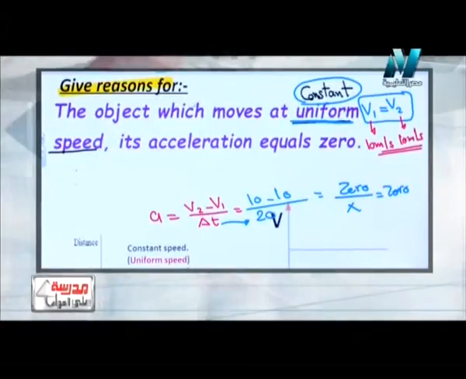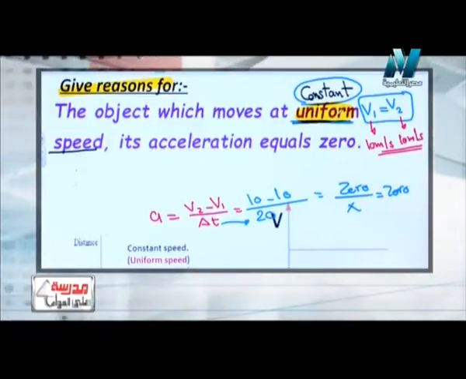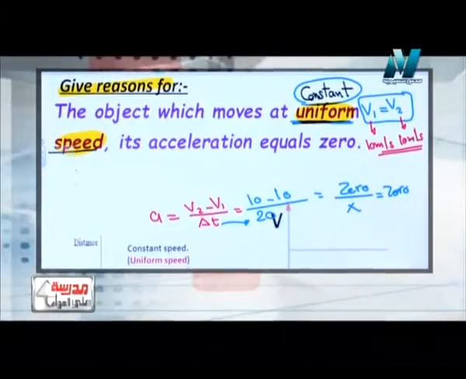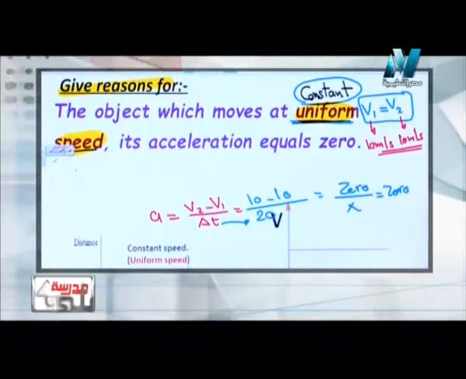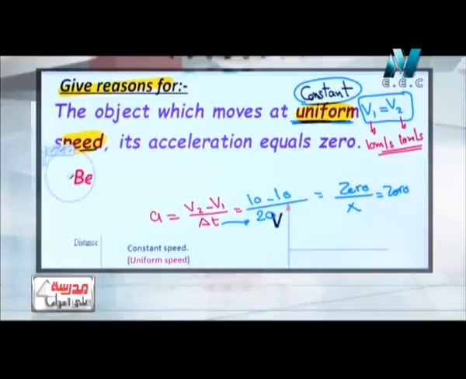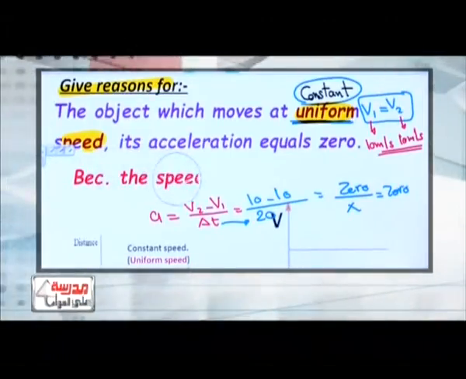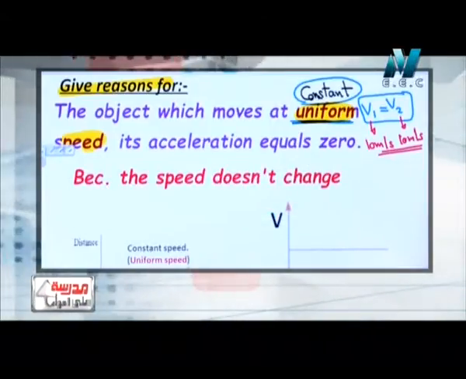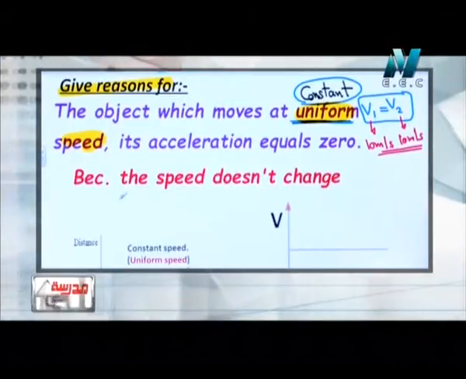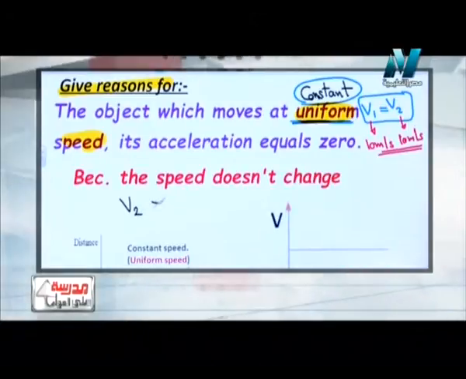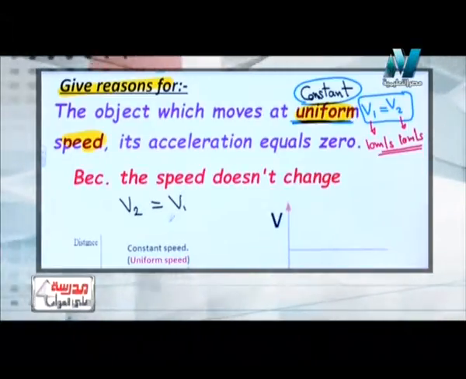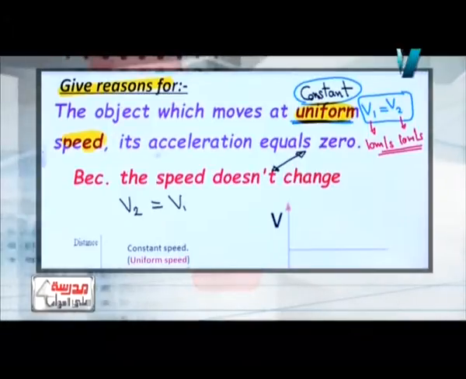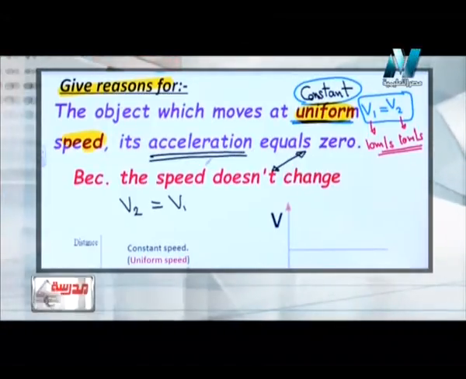So this gives the reason. Ask me why the body moves with uniform speed, its acceleration equals 0. ما عندوش acceleration أصلا. Give reason for. In this case, we will say as the answer according to this example, أكني اديته example بالظبط: because the speed doesn't change. السرعة ما اتغيرتش. Or we can say because final speed equals initial speed. So acceleration equals 0 because the speed doesn't change. And we know acceleration means what? Change in the speed through time passes.